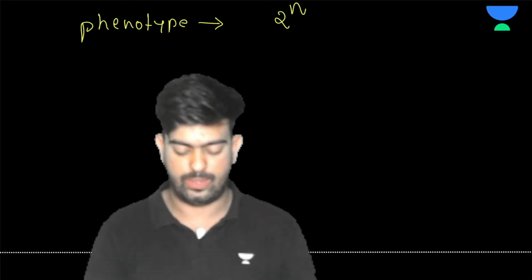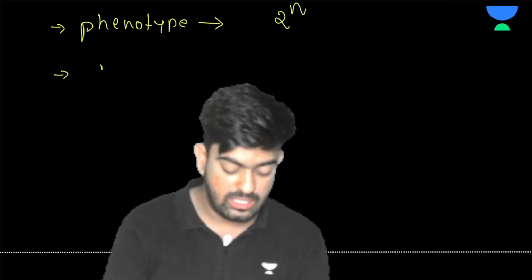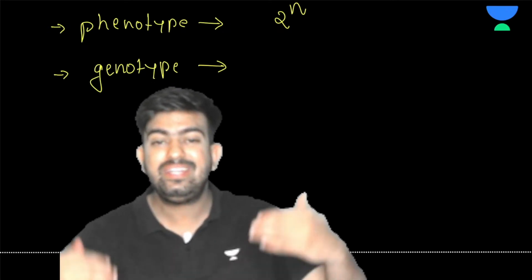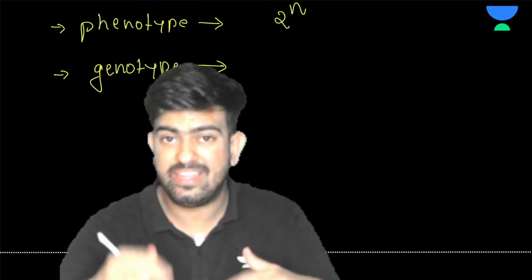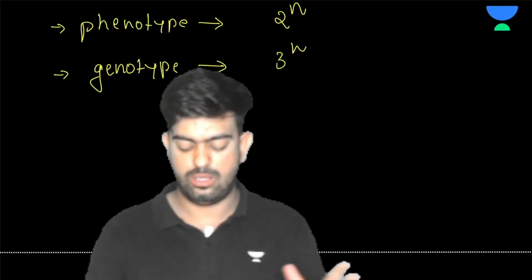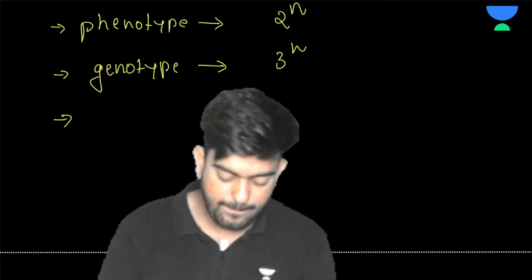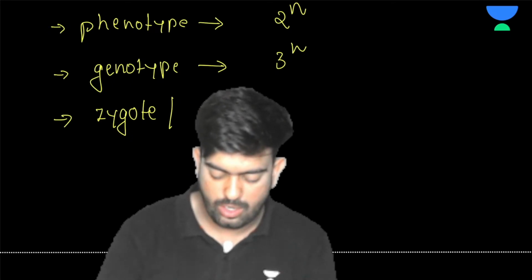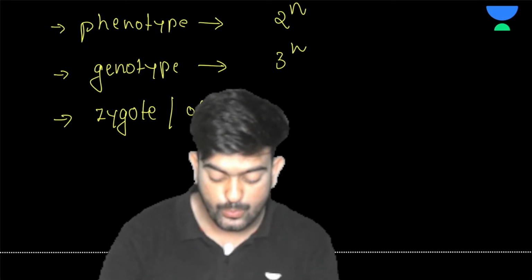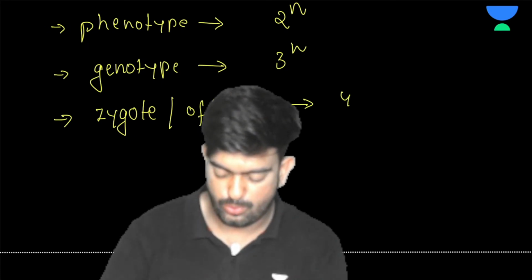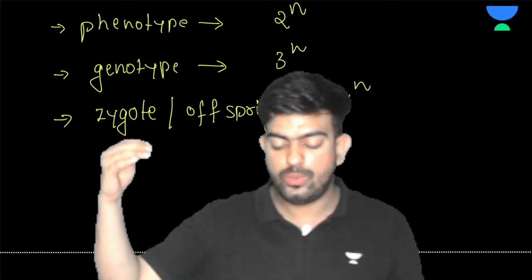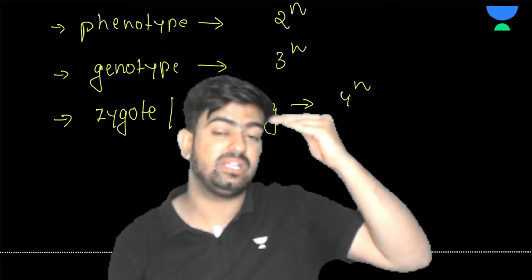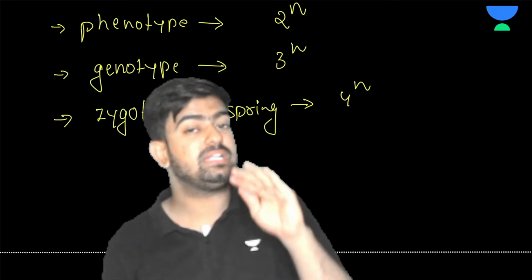Okay, the outer one. Then if someone asks you the number of genotypes, how many genotypes are produced, we enter inside the cell. So 3 to the power n. If someone asks you the number of zygotes or number of offspring, what can we do? We can use 4 to the power n. So this is how you're going to find the numbers when they are asked in the exams. I hope this is clear to each and every one of you.